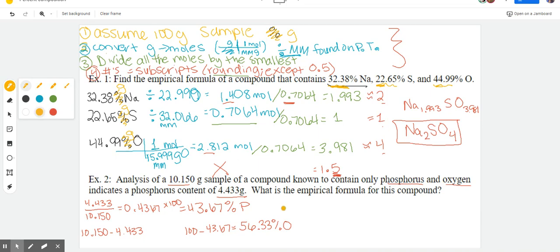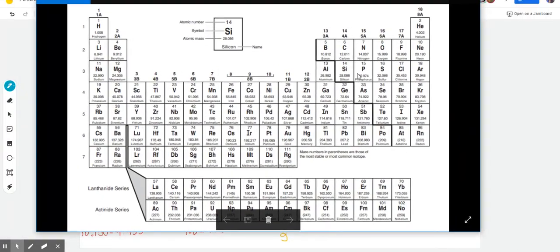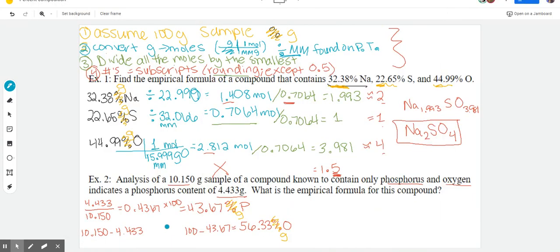Okay, so now we're going to start here. Once again, I'm going to change my colors here. We're going to assume a 100-gram sample instead, right? So we're going to change those to grams. Then I'm going to go ahead and divide it by the molar masses of each in order to convert things to moles. So bringing up my periodic table, there it is. Phosphorus is 30.974. So we're going to divide this by 30.974.